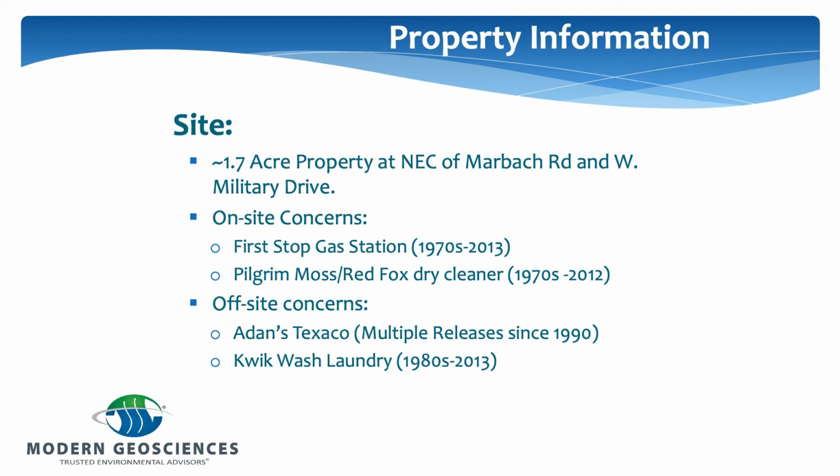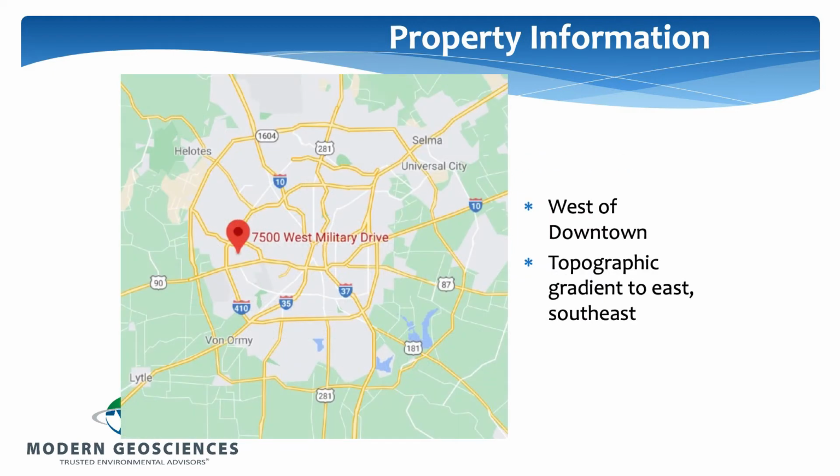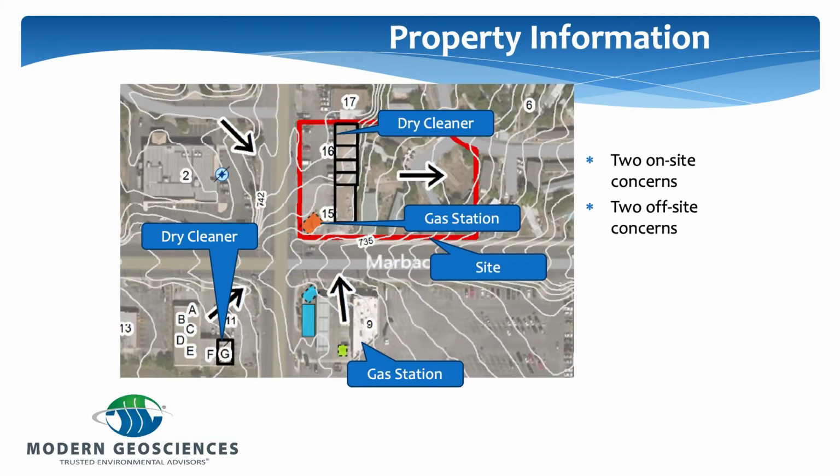During the due diligence that I'll explain a little more about in a moment, we identified 2 on-site concerns, a gas station and a dry cleaner, and 2 off-site concerns, a gas station and a dry cleaner. As far as where the site is in San Antonio at large, we're kind of in central west, as you can see on the figure here. And the groundwater gradient, so the direction that the contaminants would likely move, is to the east and southeast.